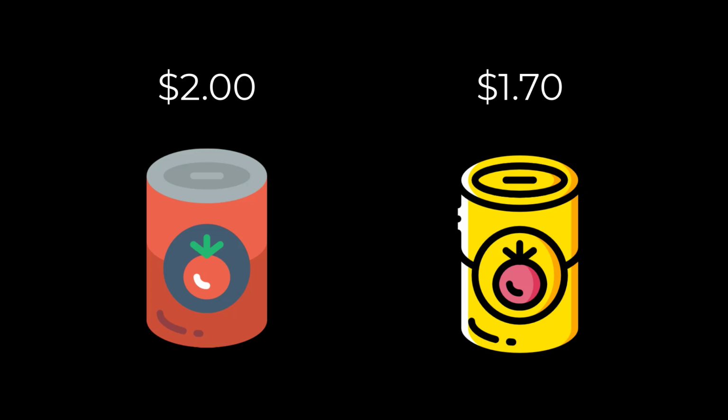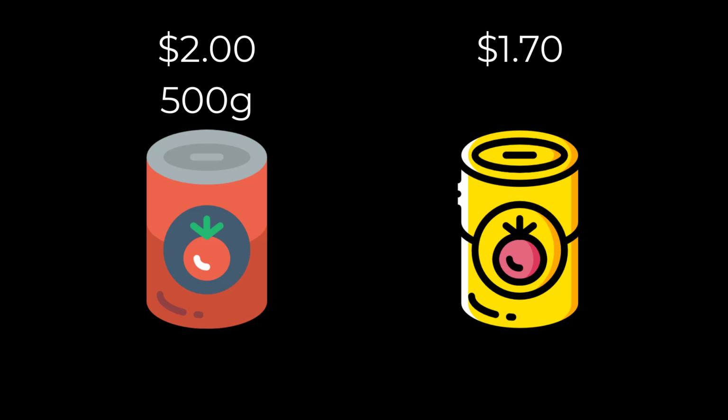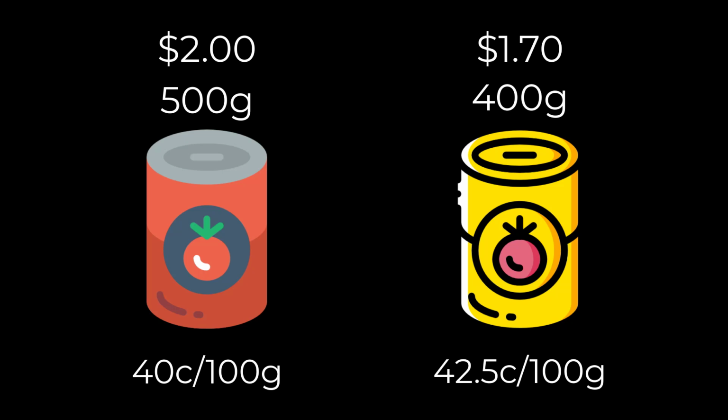In order to compare the price, you need to look at the price per weight, such as price per 100 grams. One can is $2 for 500 grams, and the other is $1.70 for 400 grams. You realize the first can costs 40 cents per 100 grams. The second costs 42.5 cents per 100 grams. Even though the first can costs more as a whole, it's cheaper per 100 grams.